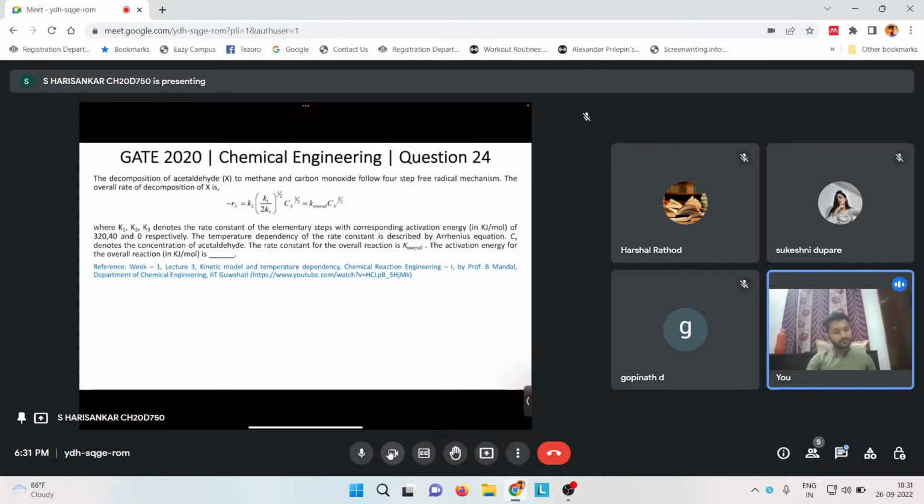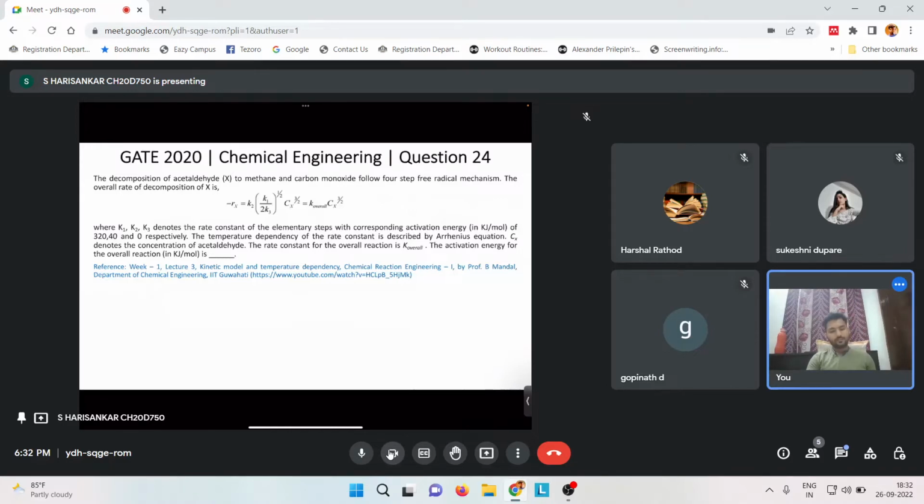The temperature dependency of the rate constant is described by Arrhenius equation. So Cx here denotes the concentration of acetaldehyde. The rate constant for the overall reaction is K overall, and the activation energy for the overall reaction in kilojoule per mole is dash. So this is a question from CRE, and the reference NPTEL lecture can be found in week 1, lecture 3, kinetic model and temperature dependency, chemical reaction engineering 1 by Professor B. Mandal, Department of Chemical Engineering, IIT Guwahati.